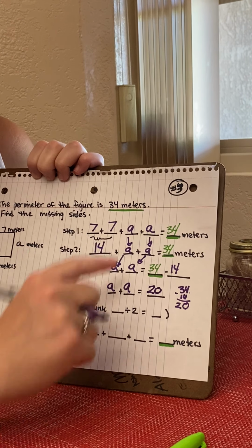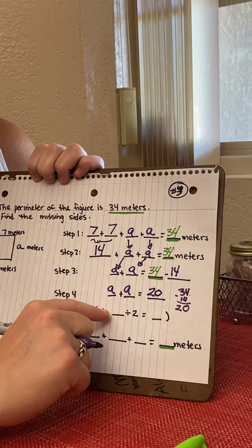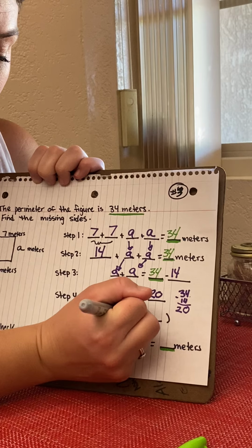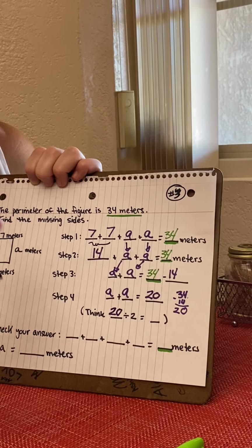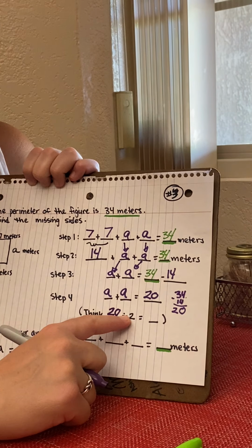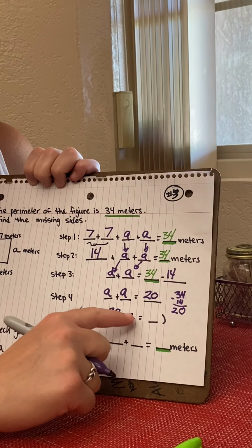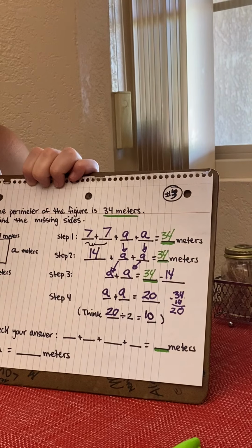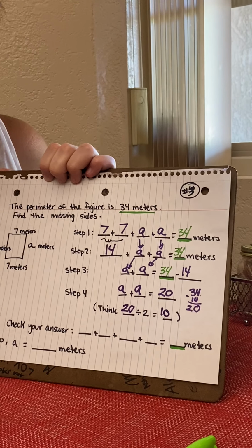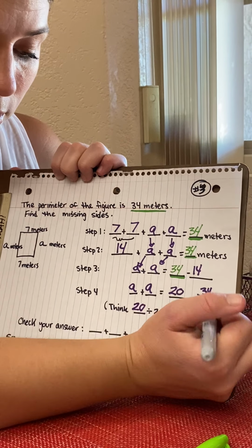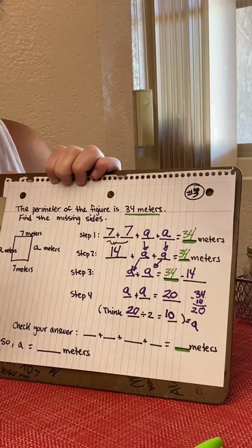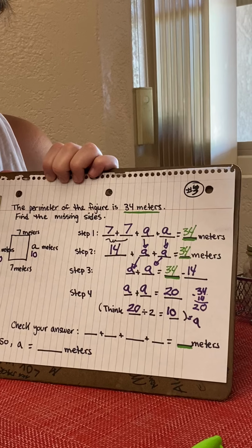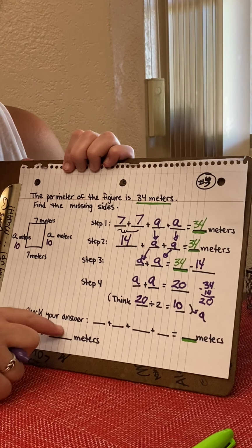So now I have to think of what my total is, which is 20. And because I have A and A, that's 2 A's, I'm going to divide by 2. 20 divided by 2 is 10, which means that 1A equals 10. So I'm going to come back over here, and I'm going to put 10 over here and 10 over here, and just like before, I'm going to double check. I'm going to check my answer.